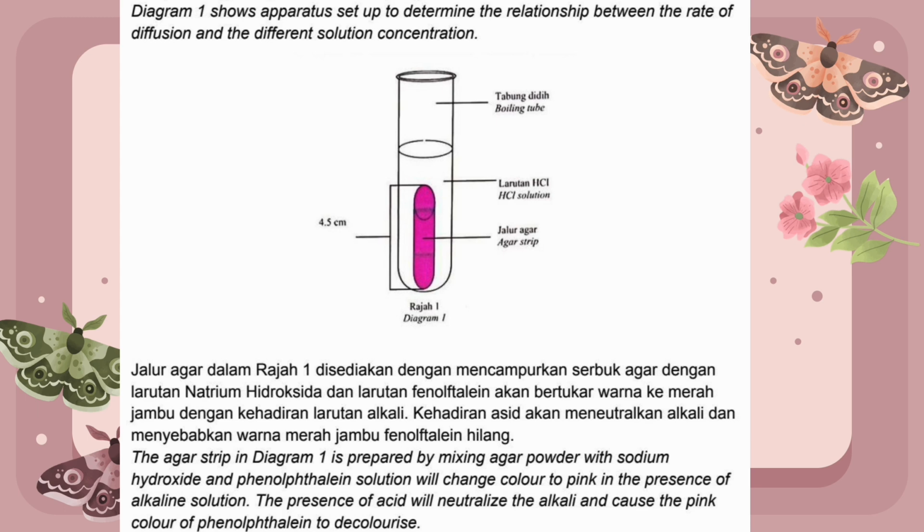The agar strip in Diagram 1 is prepared by mixing agar powder with sodium hydroxide and phenolphthalein solution, which will change color to pink in the presence of alkaline solution. The presence of acid, which in this case is hydrochloric acid, will neutralize the alkali and cause the pink color of phenolphthalein to decolorize.